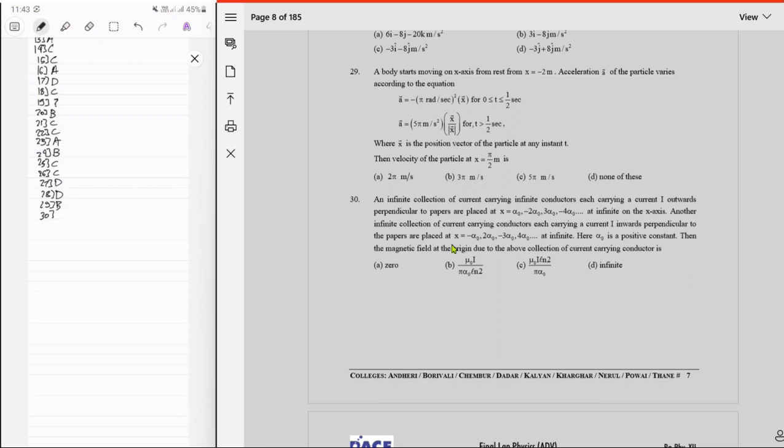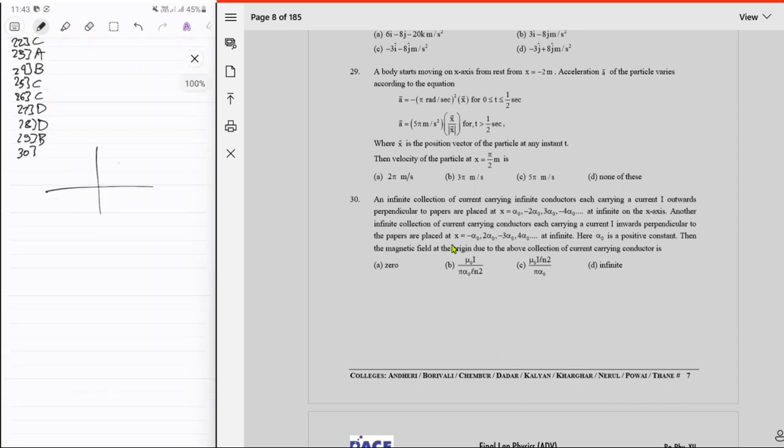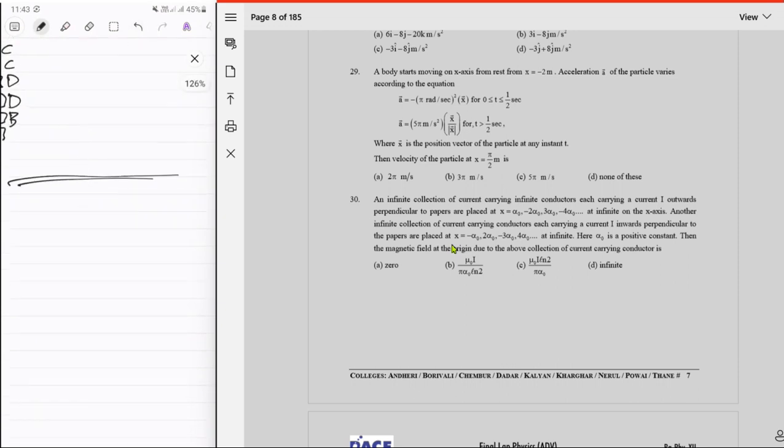Where is the other axis? It's perpendicular to our plane of paper, it seems. Another infinite collection of current carrying conductors, each carrying current inwards. Okay, so this I is inward. Wait, what? Oh okay, I think the axis is on the paper itself. So this is the axis, and x equal to 0 is here. At x equal to alpha you have placed a conductor carrying current outward, so it's I k hat, which feels weird, whatever.